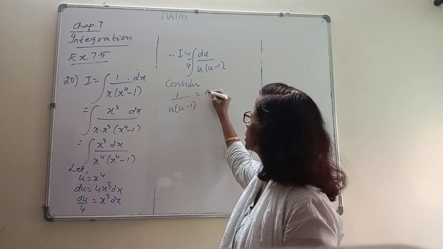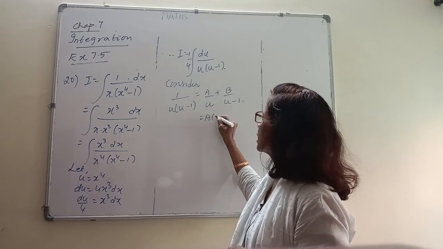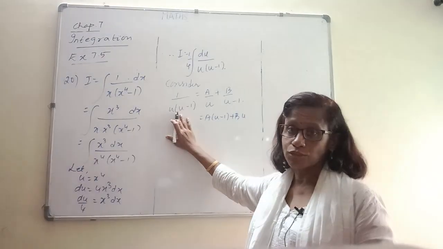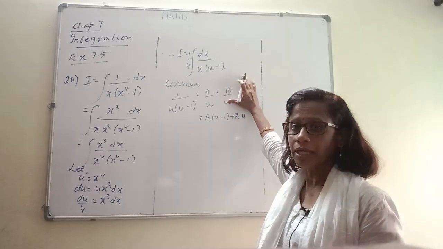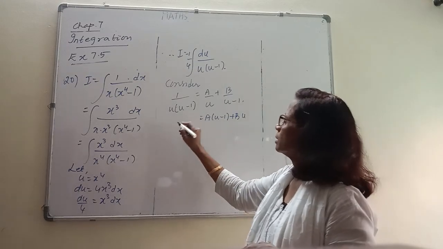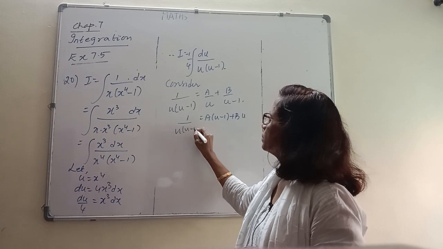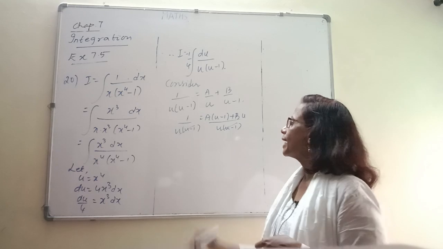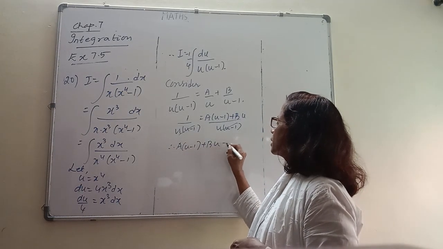It's very easy, so we can write it as A over u plus B over u minus 1. So that's A times u minus 1 plus B times u. When we want to make the denominator u times u minus 1, the first fraction is multiplied by u minus 1, and the second fraction is multiplied by u. That's how we have this. The u over u minus 1 and u times u minus 1 cancel each other, and therefore we are left with A times u minus 1 plus Bu equal to 1.